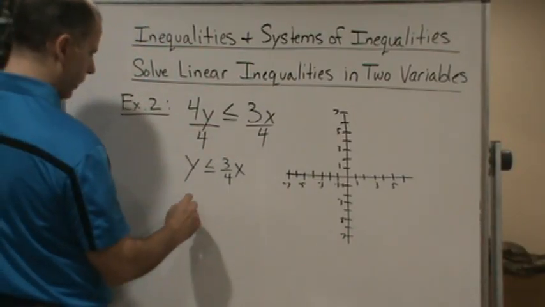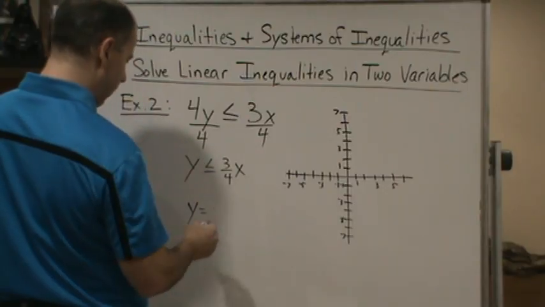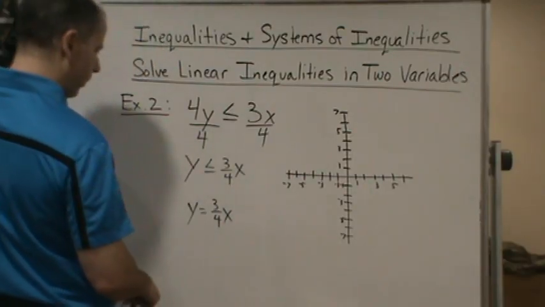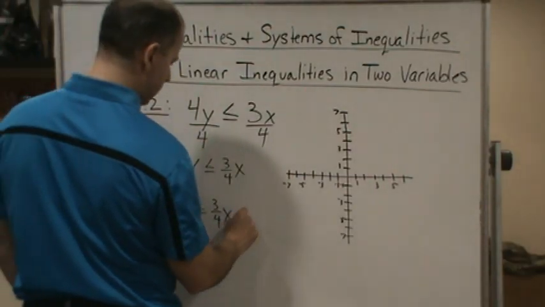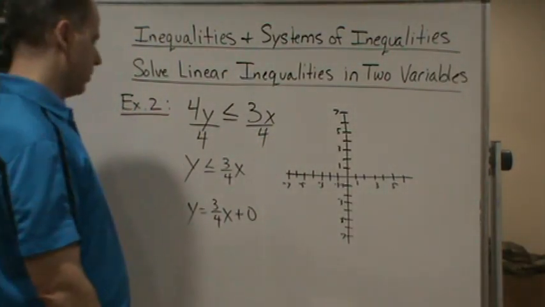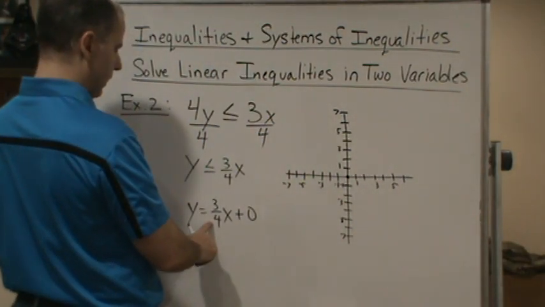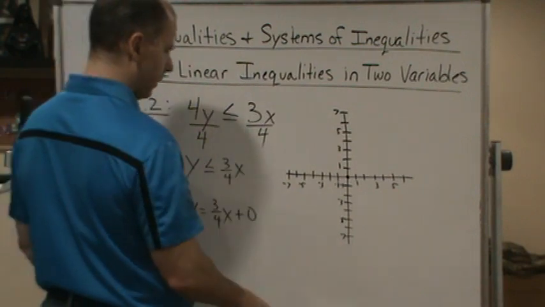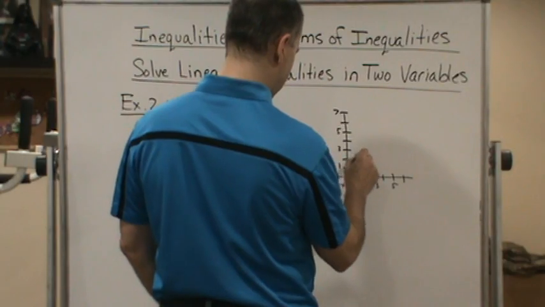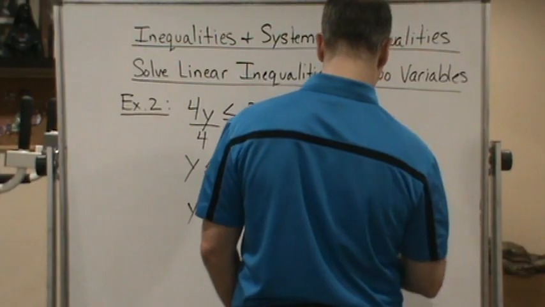I'm going to make this into an equation, so y equals, because I want to graph my boundary line. So y equals 3/4 x. Notice that in this case there is no intercept, so the intercept is actually 0, so this goes through the origin. Since the slope is 3/4, I know I'm going to go up 3 and to the right 4. So 1, 2, 3, and over to 4. My point is going to be right here.